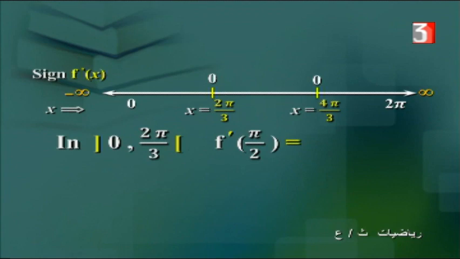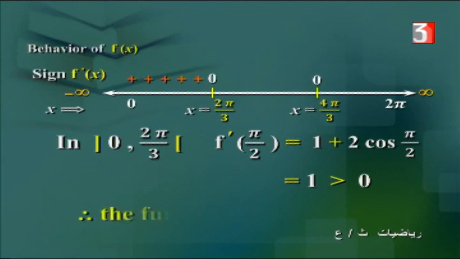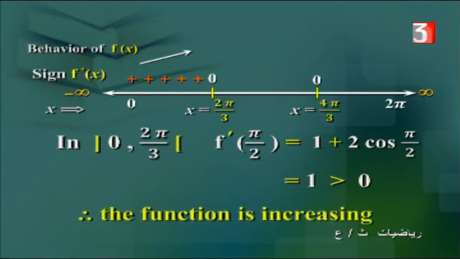Then f dash pi over 2 equals 1 plus 2 cosine x, cosine pi over 2, 1 plus 0 equals 1, which is positive or bigger than 0. Then the sign of f dash is positive in this interval, and the function is increasing in this interval.